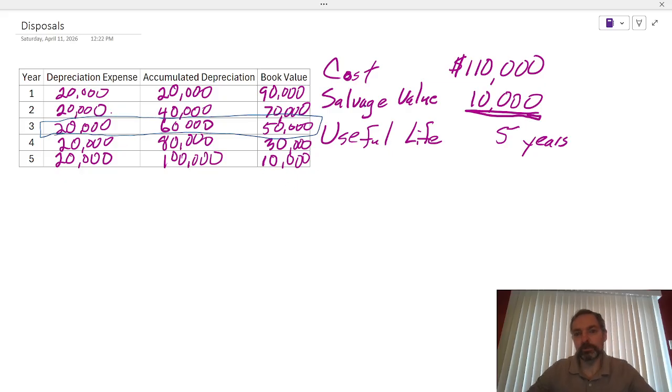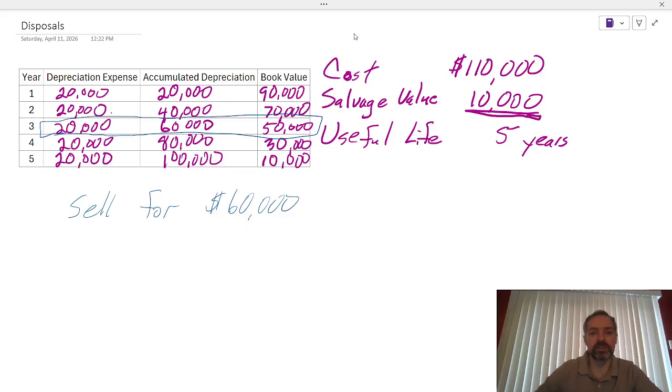Now, let's say that we sell it for $60,000. First thing we can probably look at is, is there cash involved in this transaction? And let's say that there is, that they're paying us $60,000 in cash. So let's debit cash $60,000. We are getting rid of the equipment, so we need to credit the equipment.